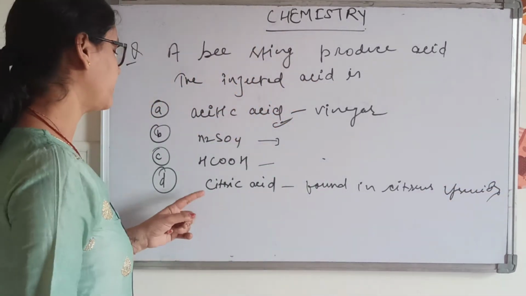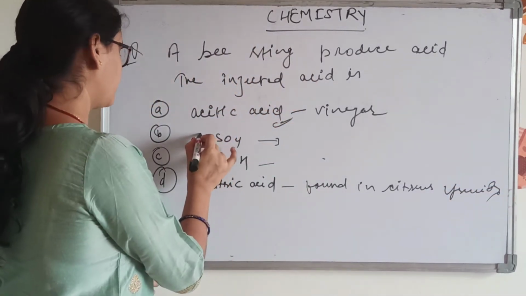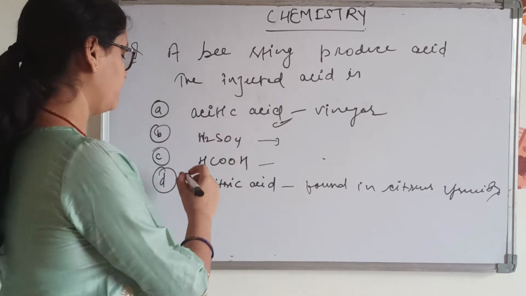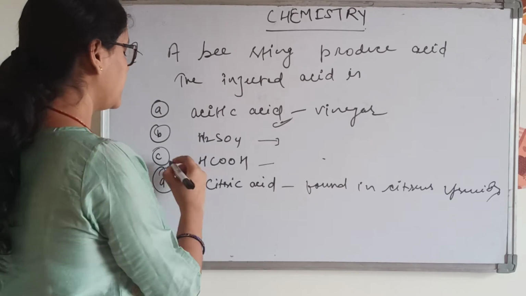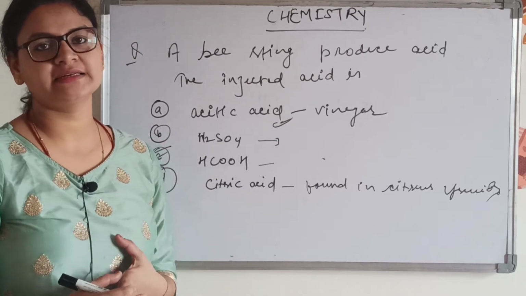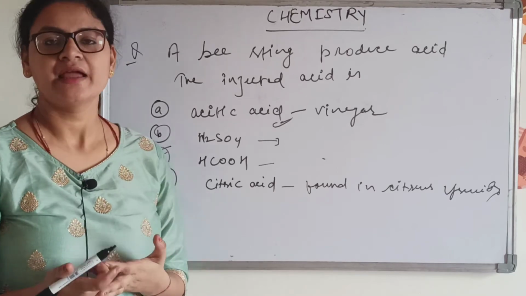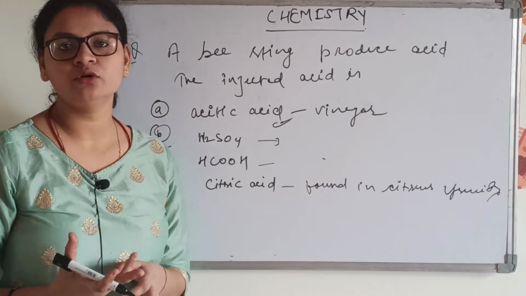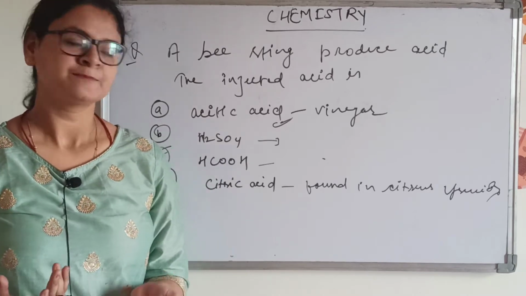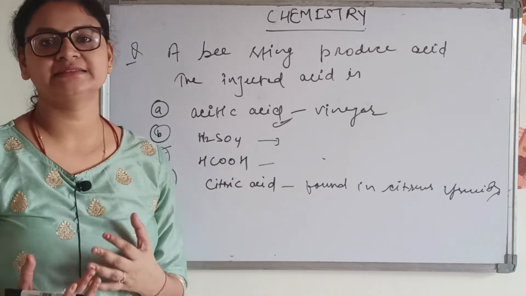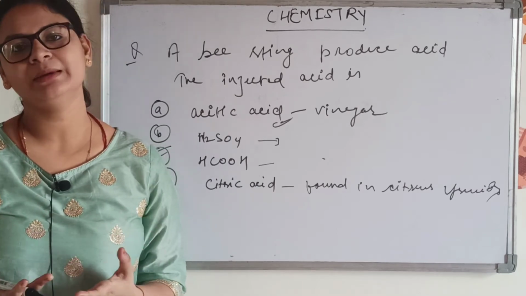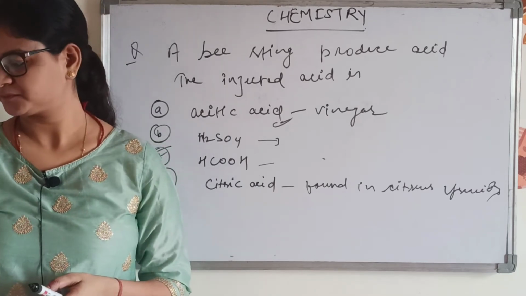So now what happens? See, H2SO4 cannot be found in bee stings. So among all these acids, the only option is methanoic acid, or formic acid, which is found in ant sting and bee sting also. Then if we have to neutralize the effect, we will add some amount of base, and as we know formic acid, or methanoic acid, is a weak acid, so generally we apply a weak base to neutralize the effect.